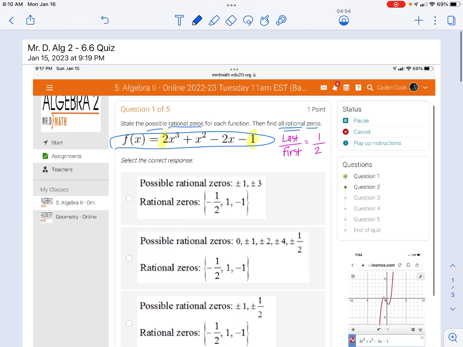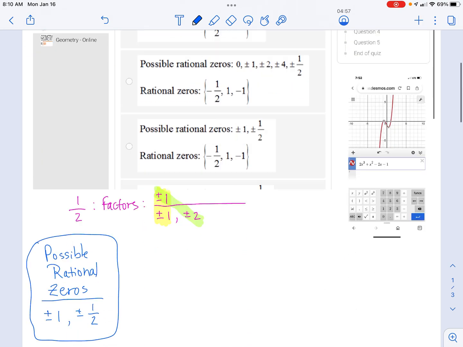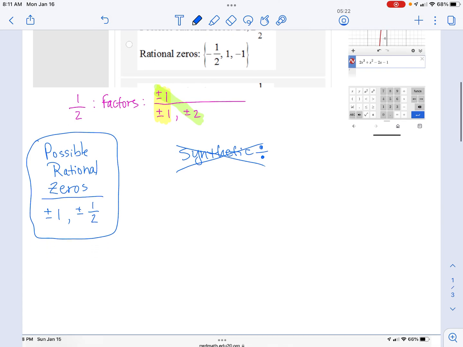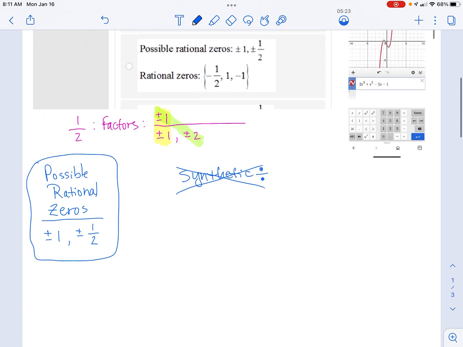But the second part of the problem is asking us to find all rational zeros. We learned that we could test these by using synthetic division. That was one way, but that's kind of lengthy, especially if you have a lot of possible rational zeros that you have to plug in and do for each one of those terms, positive and negative. So we're actually not going to do that. We're going to go to the calculator, because that's the other way we learned this.